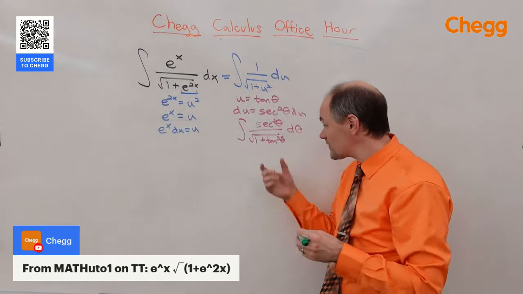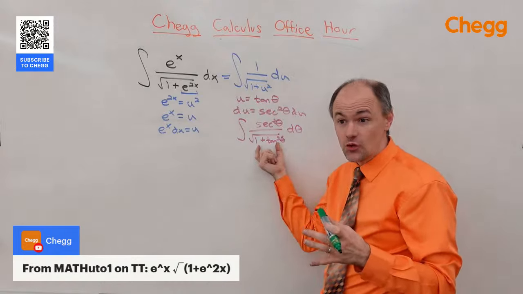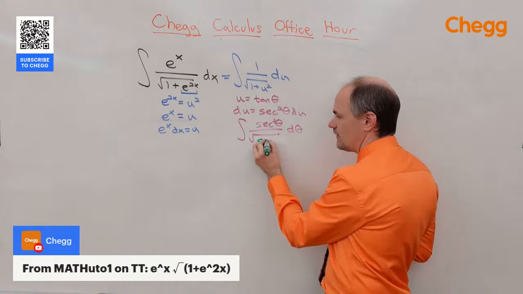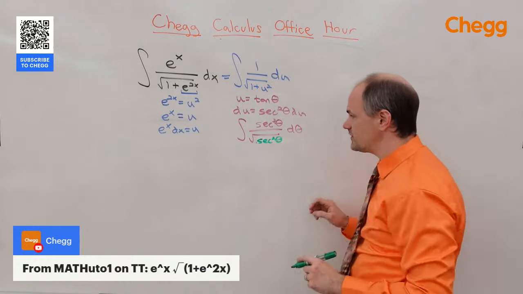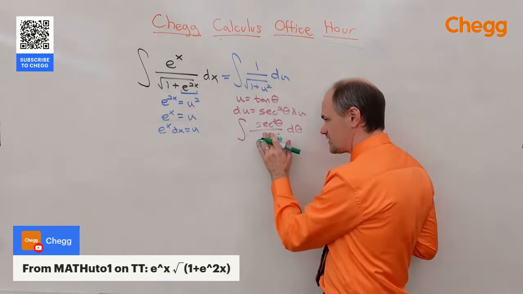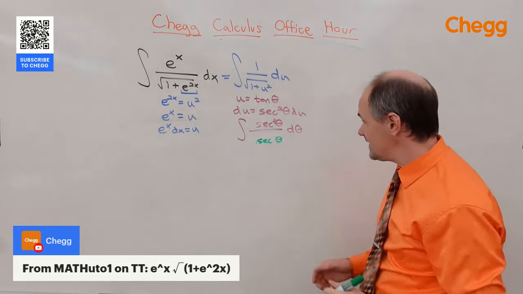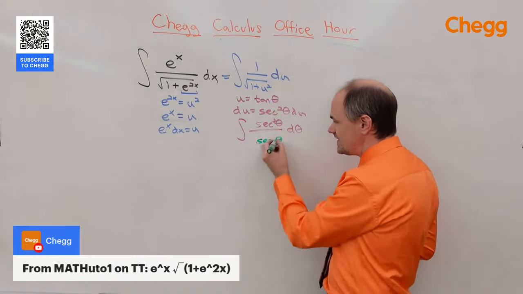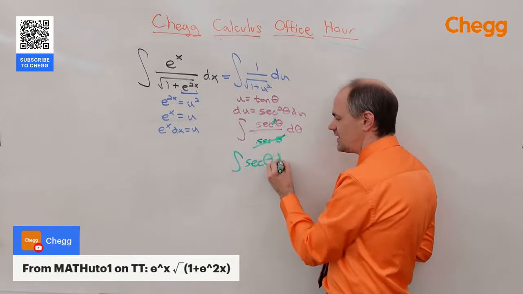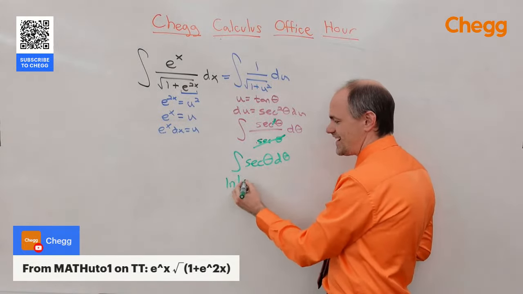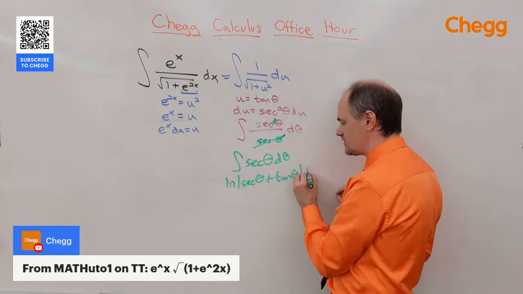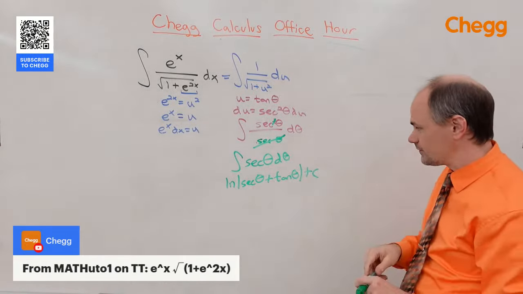What's really nice about this denominator is 1 plus tangent squared is one of our Pythagorean identities. 1 plus tangent squared is secant squared. Oh, this is going to come out really nice. Because we've got secant squared under a square root. When we take the square root, we just get secant. And secant divided by secant, that can reduce out. And so we're really just integrating the secant of theta d theta, which we know is the natural log of secant plus tangent plus a constant.